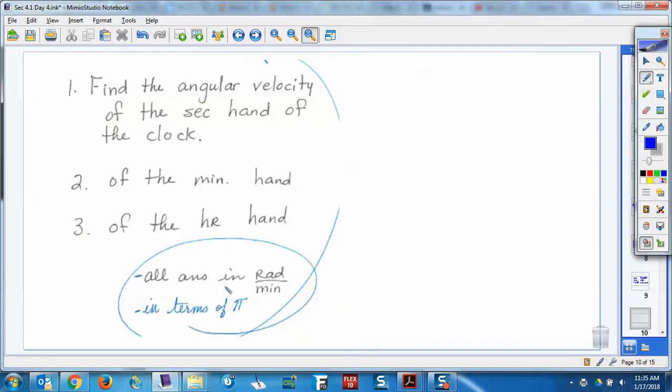All right, let's talk about this for a little bit of a warm-up. We did it yesterday, but we'll do it together here because I want to get through this now. Find the angular velocity of the second hand of a clock. We just wrote some formulas down. Take a glance at your formulas. Angular velocity of the second hand of the clock. Which formula will we want to have?